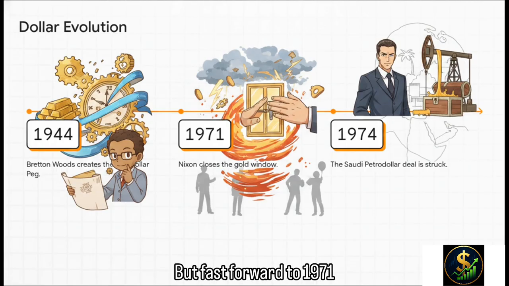But fast forward to 1971, and rising inflation combined with massive government spending forced President Nixon to shock the world. He abruptly closed the gold window. Suddenly, the dollar was floating. It was no longer backed by gold. Panic ensued, of course, and plenty of economists at the time predicted this was the end of dollar dominance. But instead of collapsing, the US orchestrated a really brilliant geopolitical pivot just a few years later in 1974, finding a brand new anchor for its currency.